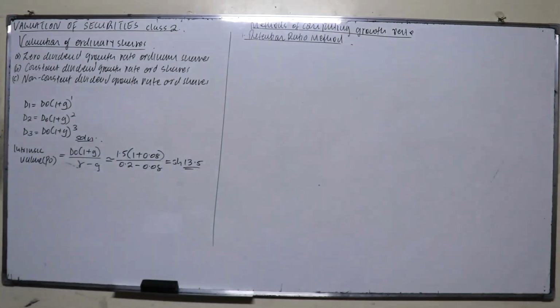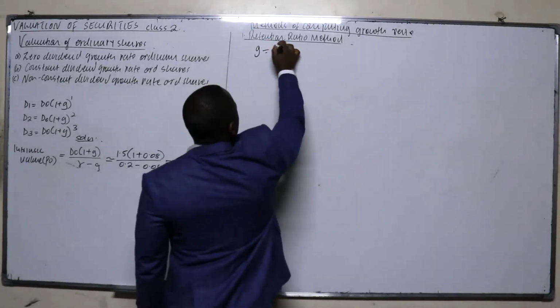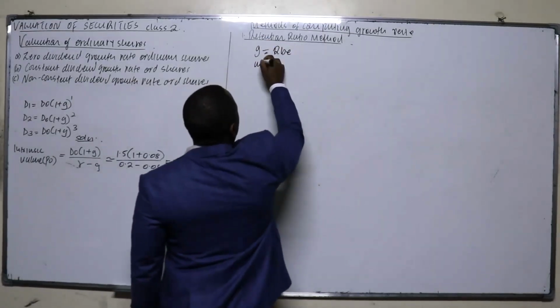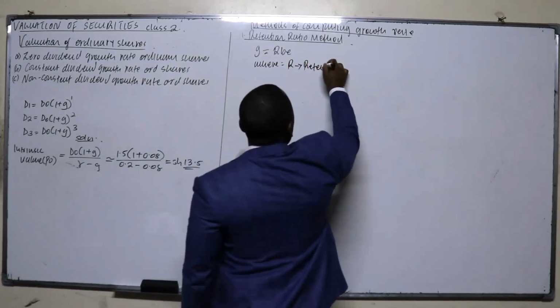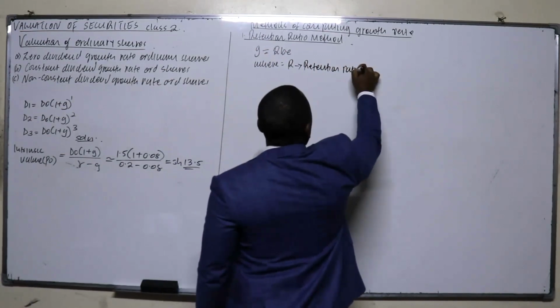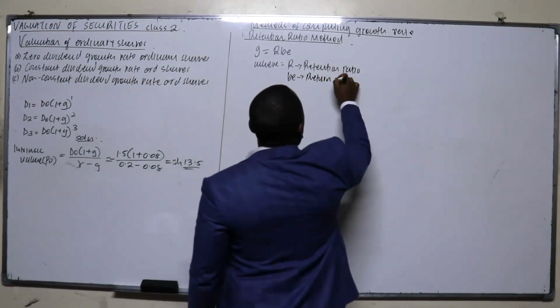Under this method, the constant growth rate will be determined as follows. To get the growth rate, you'll take R times ROE, where R is the retention ratio and ROE is the return on equity.